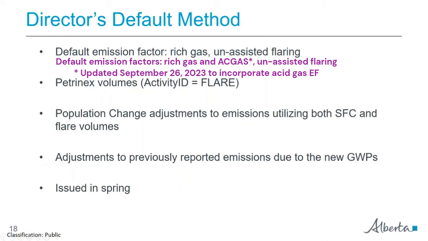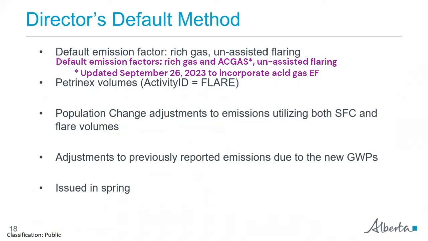So I'm going to start with the director's default method with flaring emissions included. The director's default emission factor for flare volumes is based on unassisted flaring of rich gas because the emission factor chosen is conservative, more representative in Alberta and Western Canada than sales gas, and it is consistent with the default emission factor for stationary fuel combustion volumes. If you are not already familiar with flare volume data in Petronex, the activity ID is flare, and the product IDs under flare are gas, acid gas, and entrained gas.